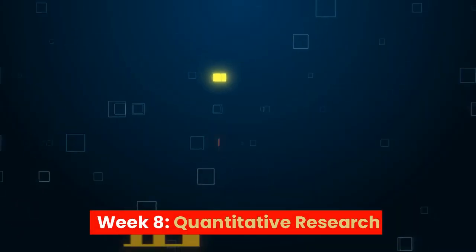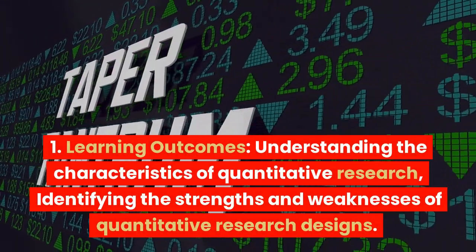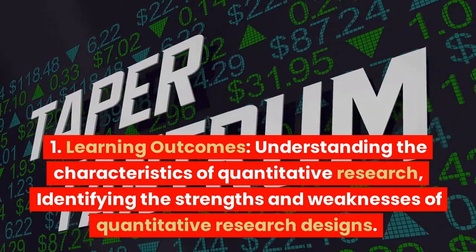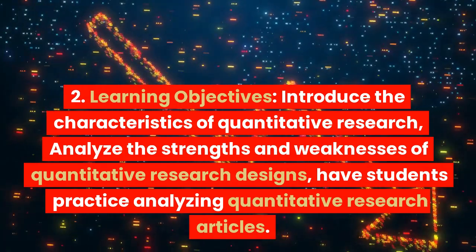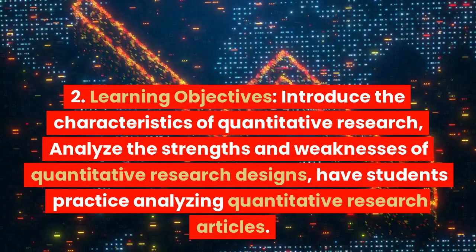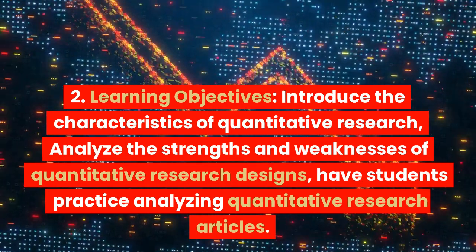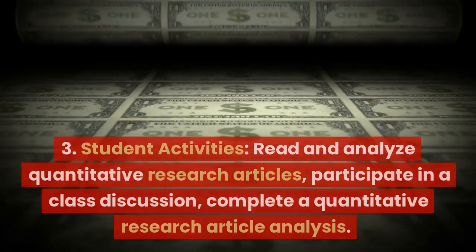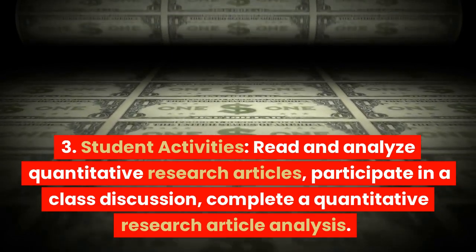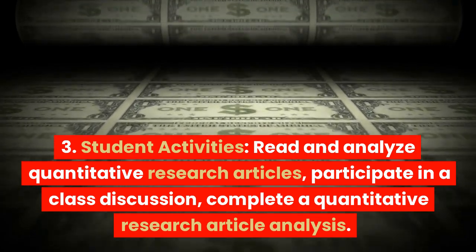Week 8. Quantitative Research. 1. Learning outcomes: understanding the characteristics of quantitative research, identifying the strengths and weaknesses of quantitative research designs. 2. Learning objectives: introduce the characteristics of quantitative research, analyze the strengths and weaknesses of quantitative research designs. Have students practice analyzing quantitative research articles. 3. Student activities: read and analyze quantitative research articles, participate in a class discussion, complete a quantitative research article analysis.